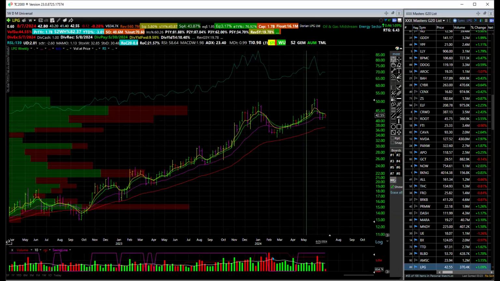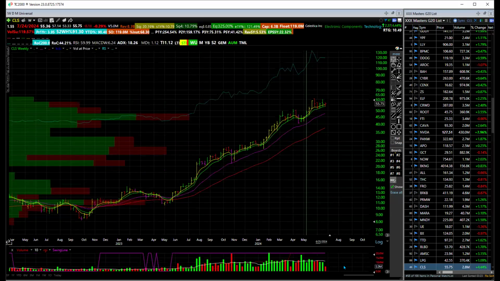LPG. So this one's made this consolidation, and now it's either going to make a base next to this base. So a little work underway there. CLS, Celestica. So this is a nice looking chart. We can see a couple of stops along the way, a little base here, another little flattish base up here.